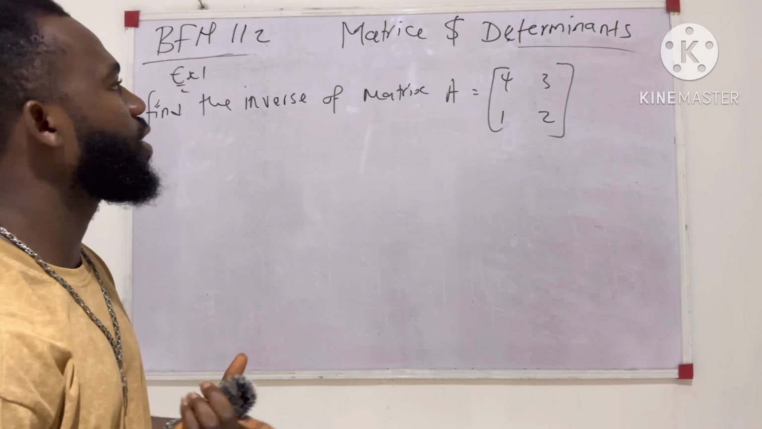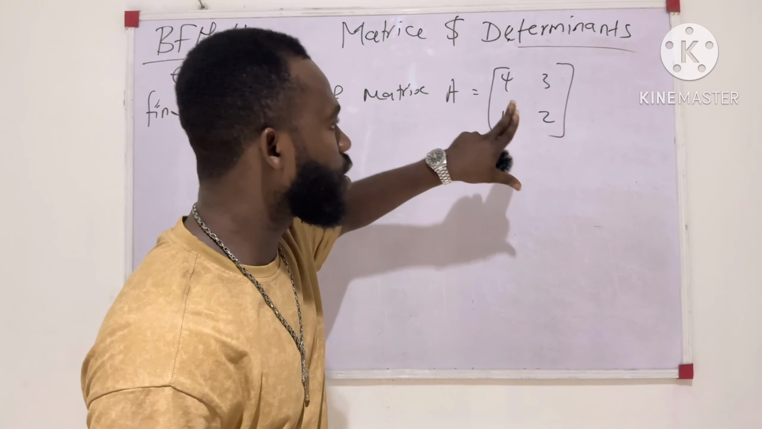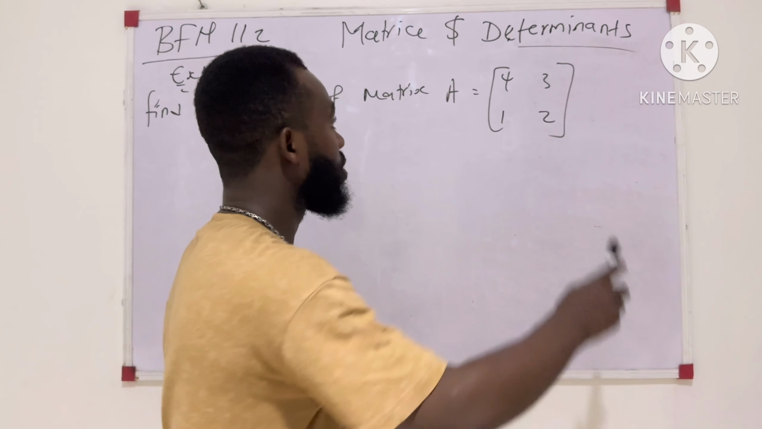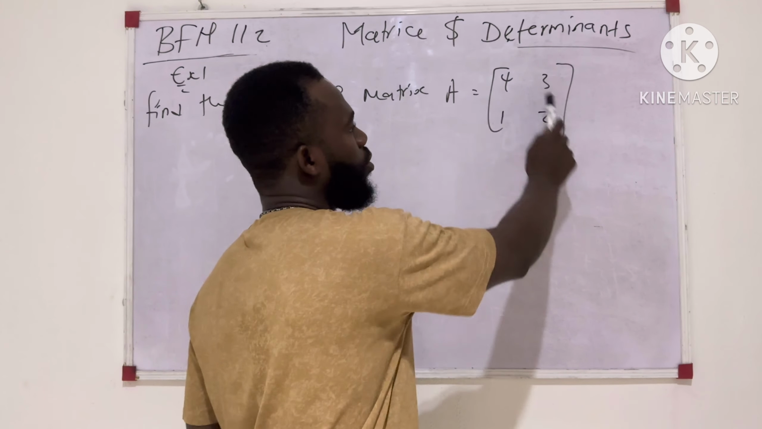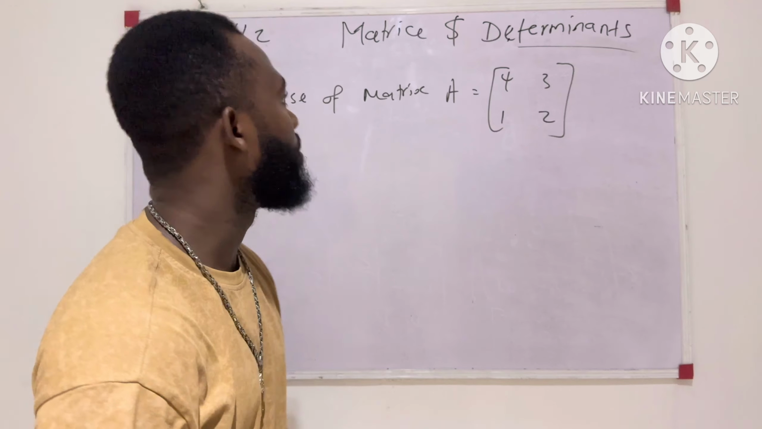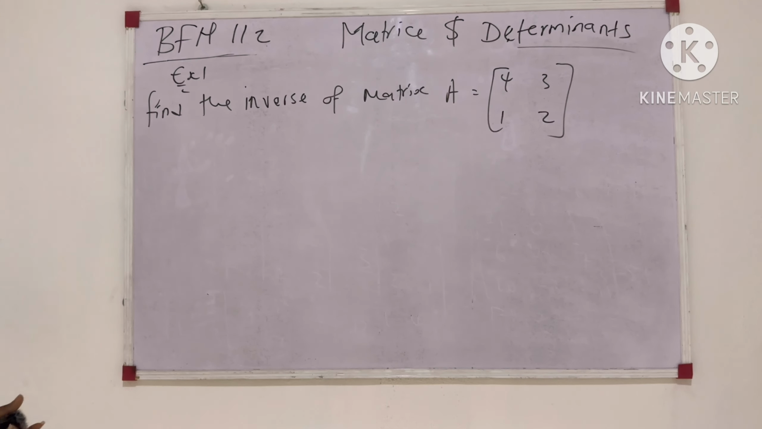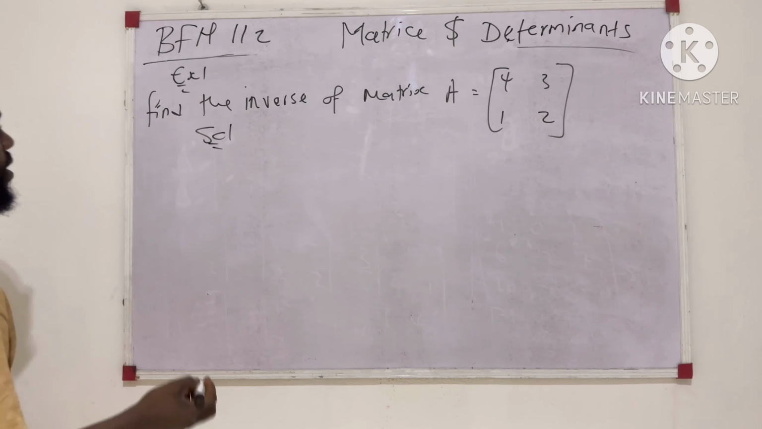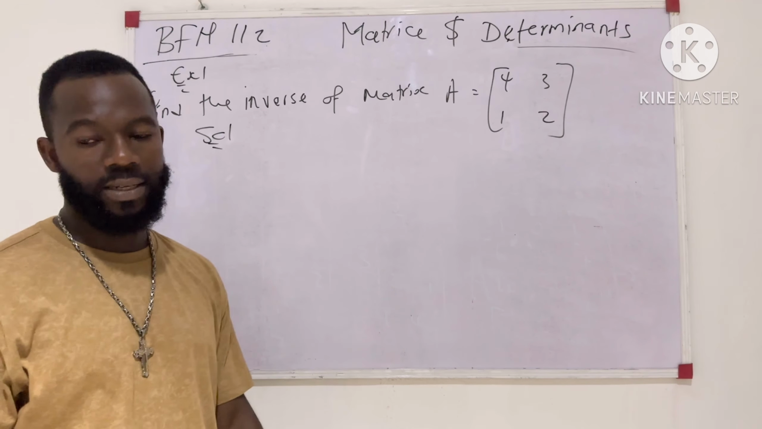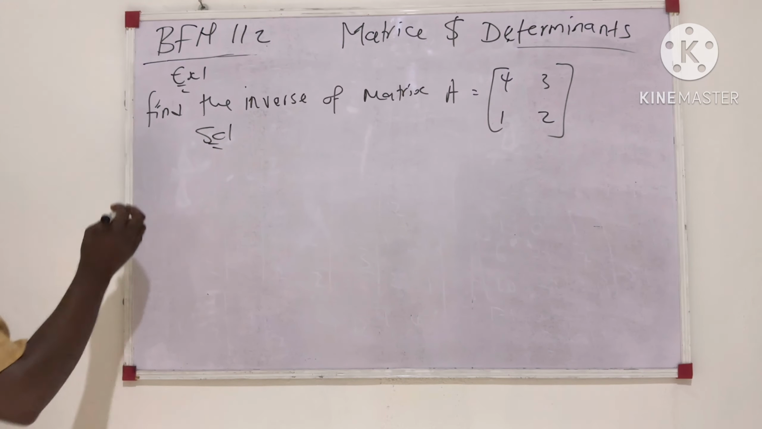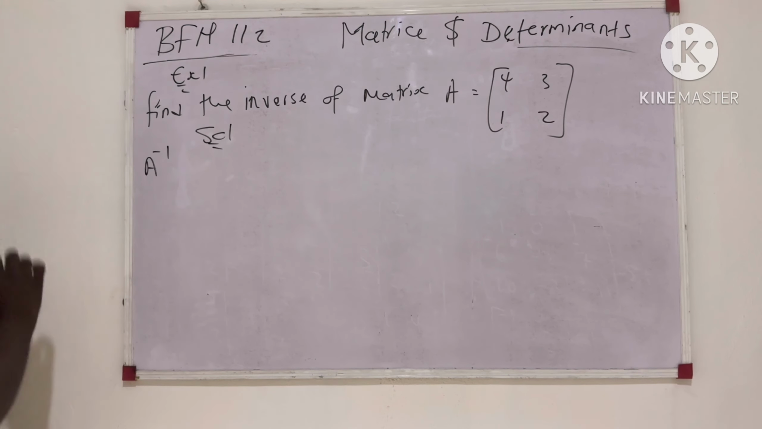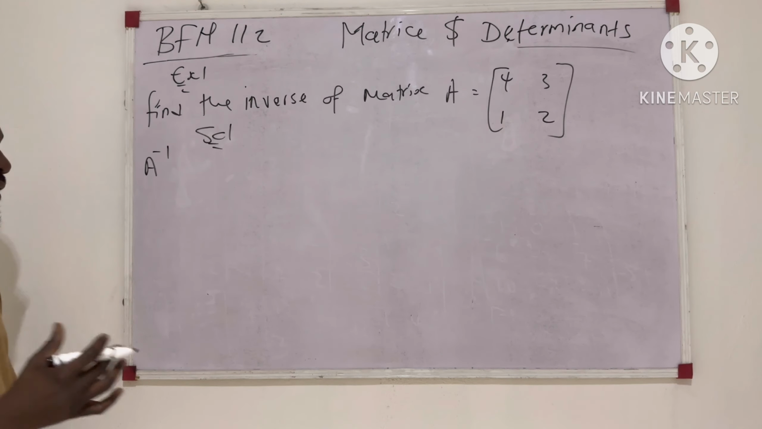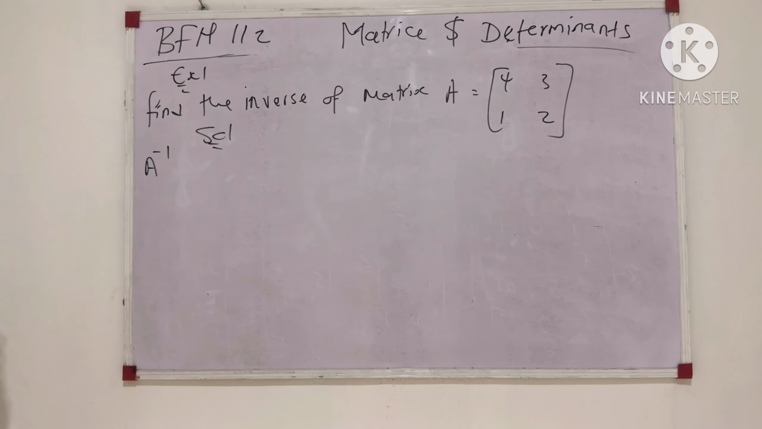As you can see, this is a 2 by 2 matrix, because it has 2 rows and 2 columns. Now, how do you solve this? First of all, inverse is represented by a negative power 1. So the inverse of A can be written as A raised to the power of -1. That is the symbol for inverse, okay? Inverse of matrix A.